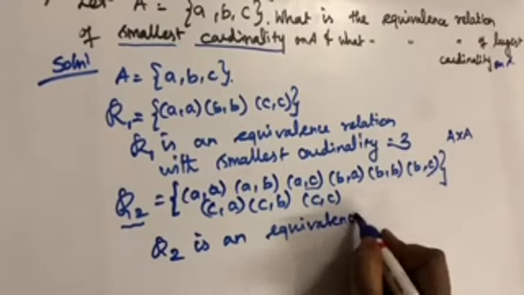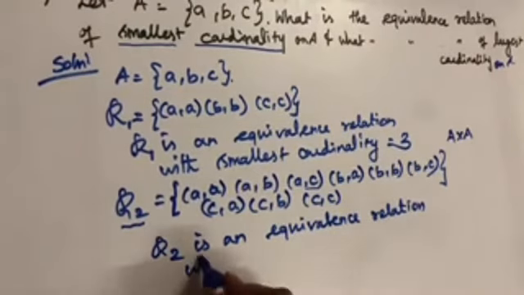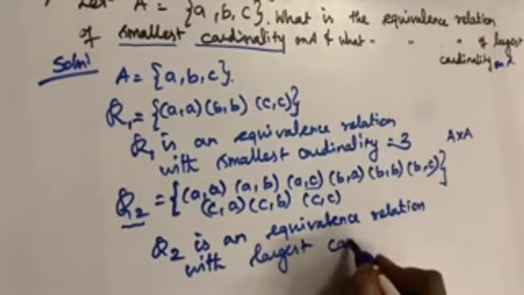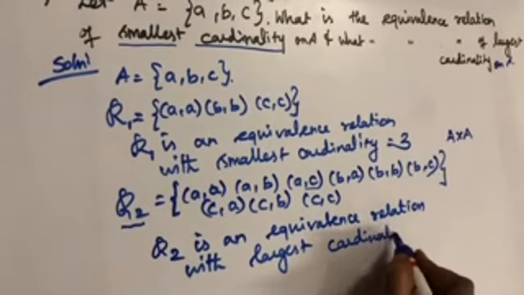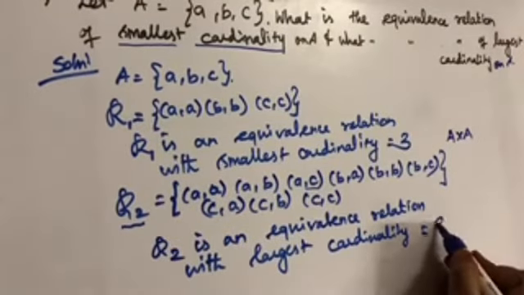What is the cardinality here? The largest cardinality is equal to 9. 9 elements are there, equal to 9.